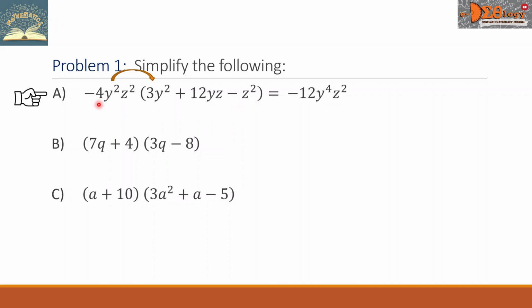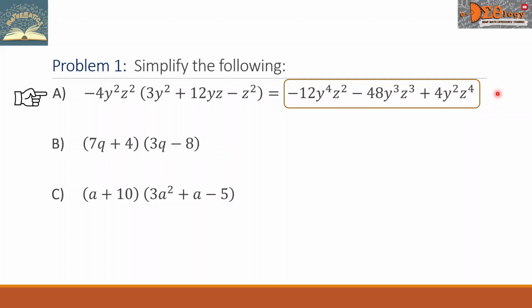Let's begin with negative 4y squared z squared times 3y squared. The answer is negative 12y raised to 4 z squared. Then negative 4y squared z squared times positive 12yz. The answer is negative 48y cubed z cubed. Next, negative 4y squared z squared times negative z squared. That will be positive 4y squared z raised to 4. This is now the final answer.